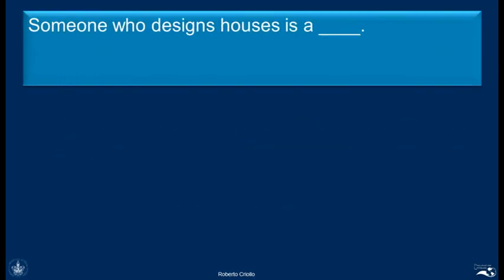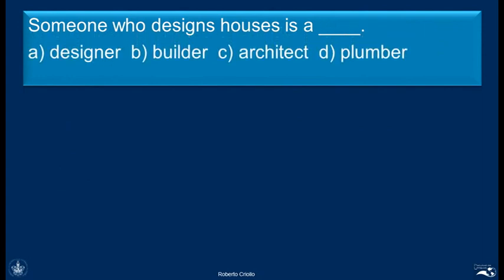Here's one example. Let's look at this item. Somebody who designs houses is a, and the options are A, designer, B, builder, C, architect, and D, plumber. When we look at the options, it is obvious to us that the correct answer is architect. Now, imagine that the question is very difficult and you don't know the answer. There are some keys that can help you to find the correct answer.